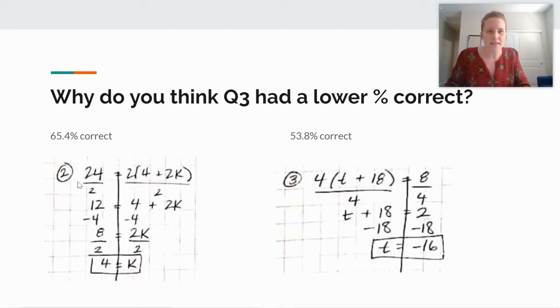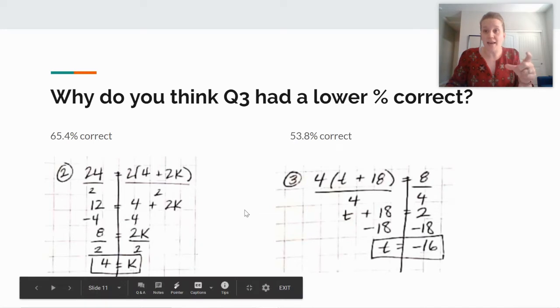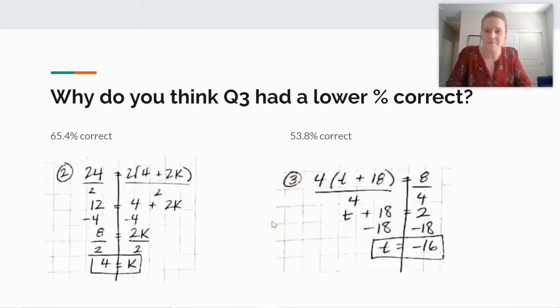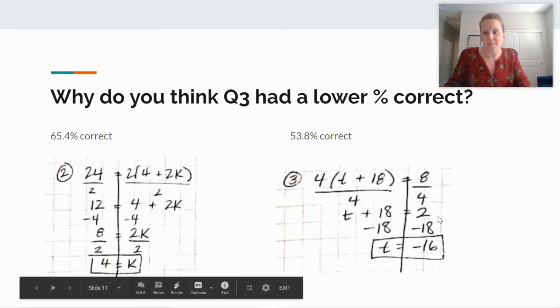So why do you think that number 2 had a little bit higher percentage of us got that one correct and 3 was lower? What made number 3 more challenging? I want to share with you my hypothesis or my guess. My hypothesis is that this operation right here, 2 minus 18, is what made number 3 trickier.